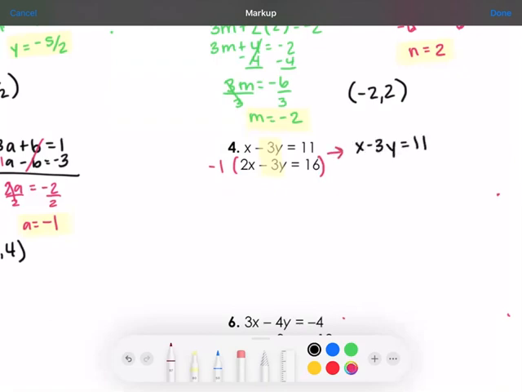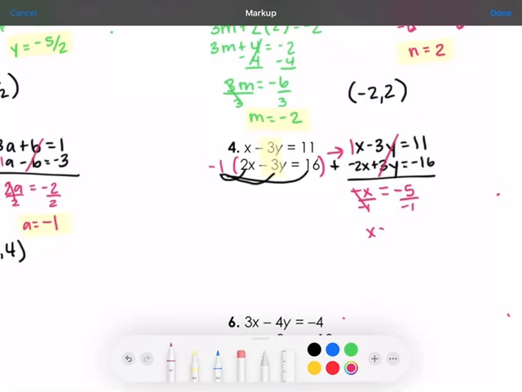So I get x minus 3y equals 11. -1 times 2x is -2x. -1 times -3y is positive 3y. And -1 times 16 is -16. So now I'm going to go ahead and add. 1x minus 2x is -x, -3y plus 3y, they cancel. So -x equals 11 minus 16, which is -5. When I divide both sides by -1, I get x equals 5.